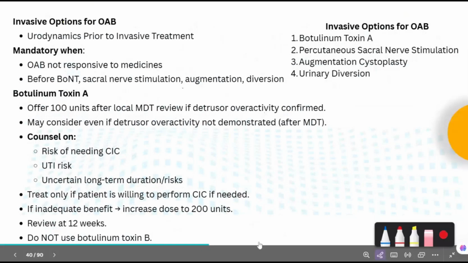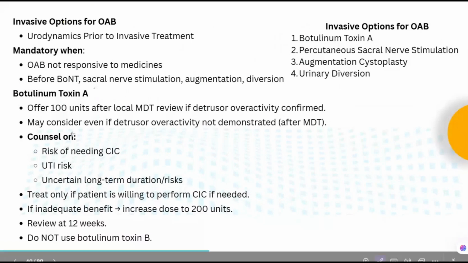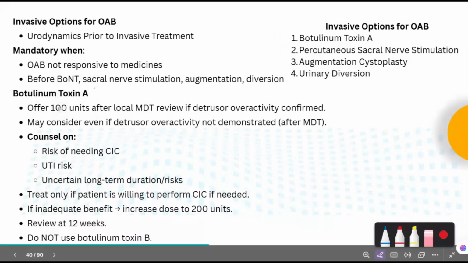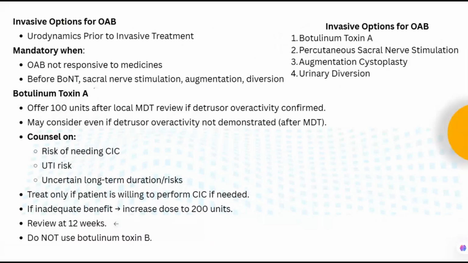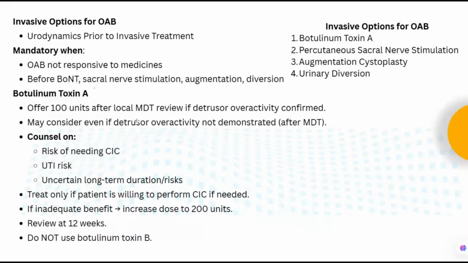If there is inadequate benefit, you can increase the dose to 200 units. And the review is at 12 weeks. For medicines, it was at 4 weeks. If you go for botulinum toxin, the review is at 12 weeks. And do not use botulinum toxin B. So a question may be asked about the dose, and they may combine botulinum toxin A 100 units, botulinum toxin B 100, botulinum toxin A 200. The initial dose as per the NICE guideline is botulinum toxin A 100 units.